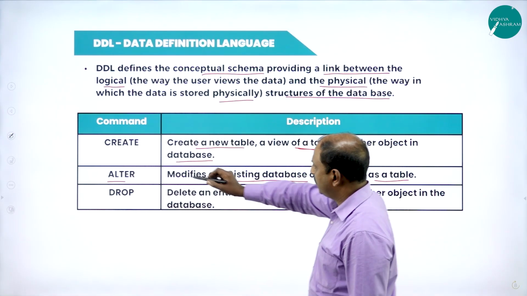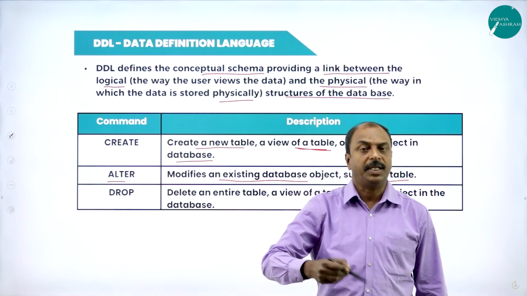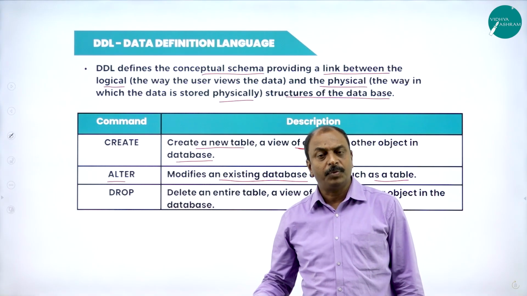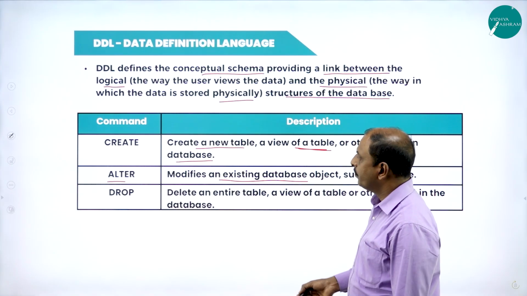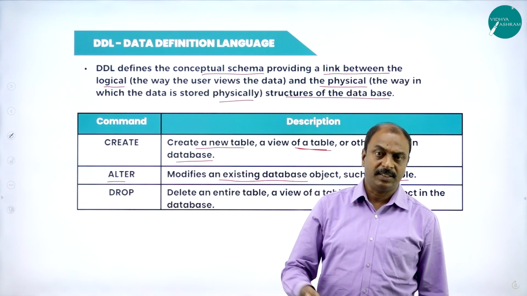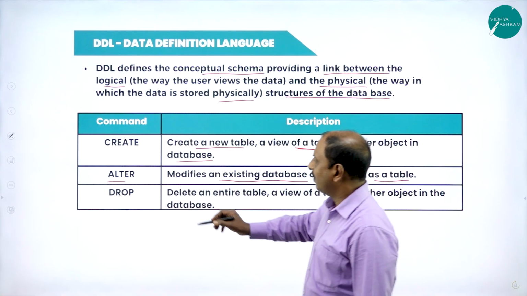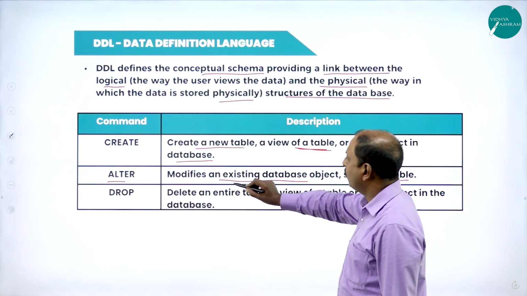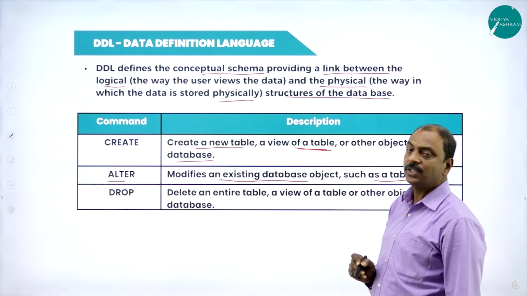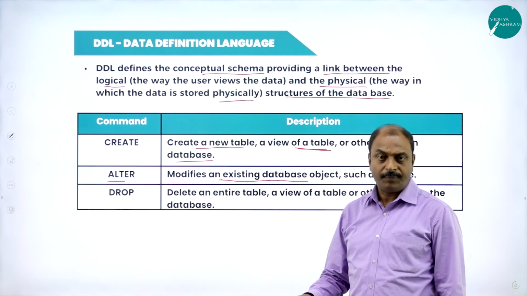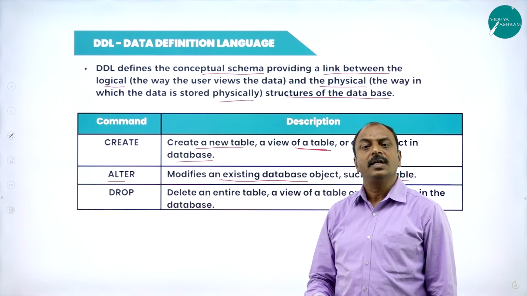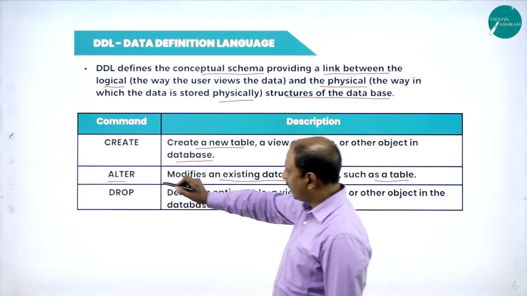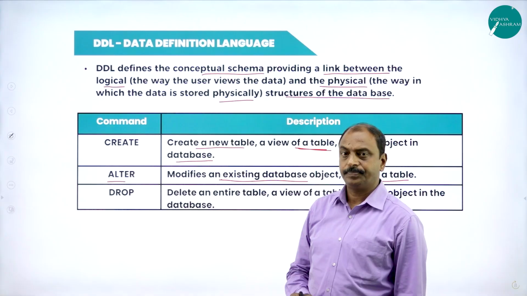See, with the help of this create command, we are going to create a table with a number of attributes or a number of columns. So in case it is necessary to change the structure of the table, we can make use of alter table. This means that we can modify the existing database object, for example a table. So it is possible to change the structure of the table with the help of the alter command.